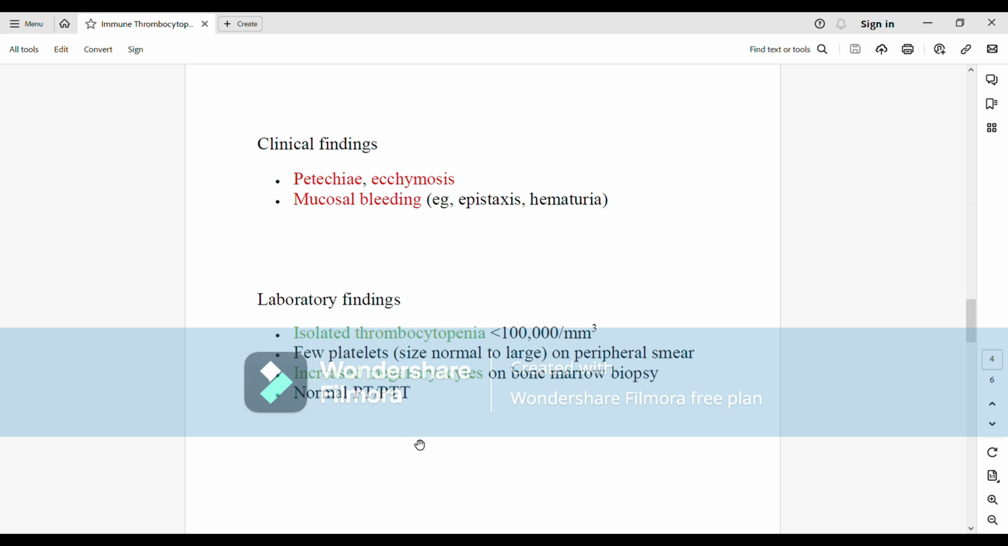PT and PTT basically show the coagulation cascade. And since the coagulation cascade is completely normal, you get normal values of PT and PTT. The only finding that you get is an isolated thrombocytopenia.